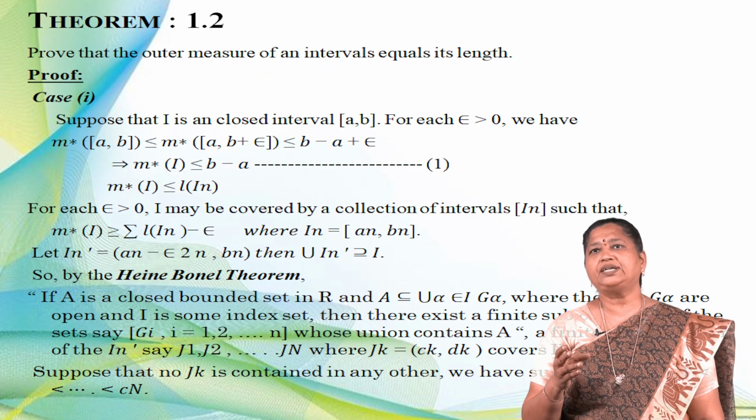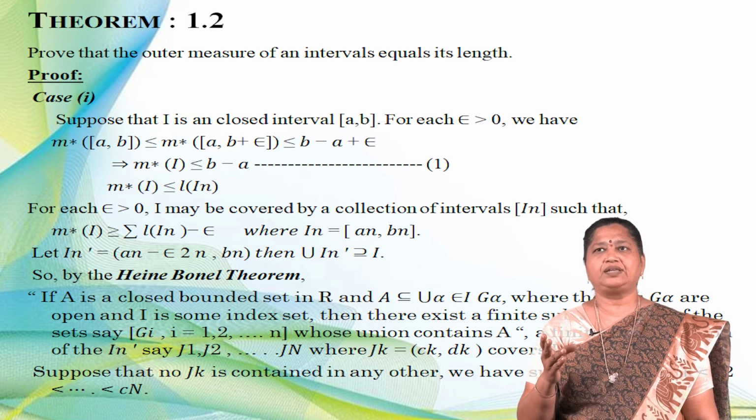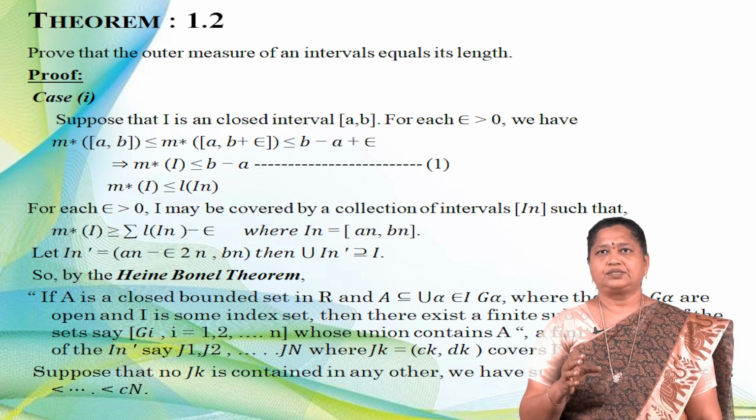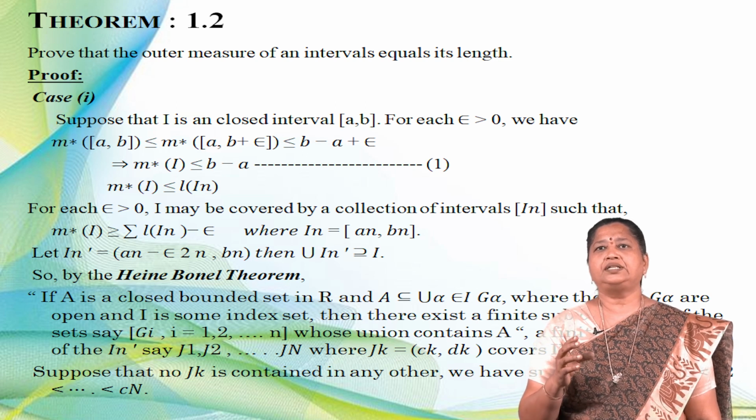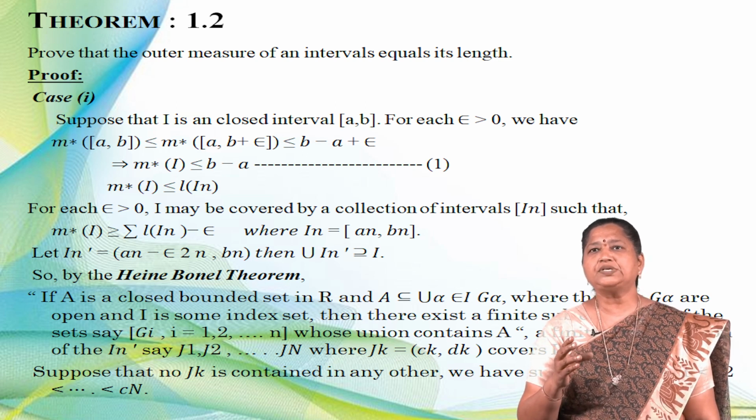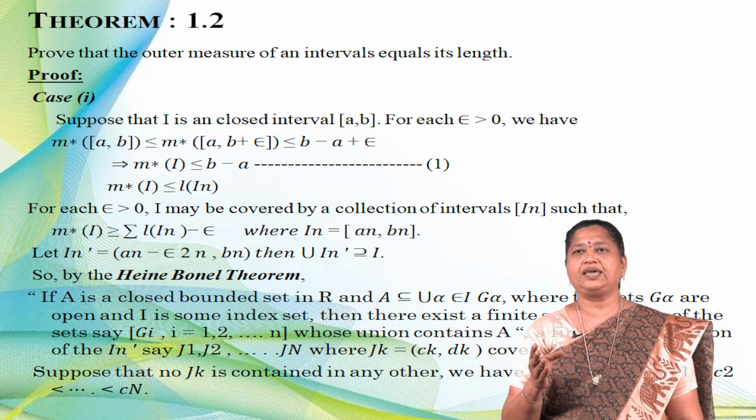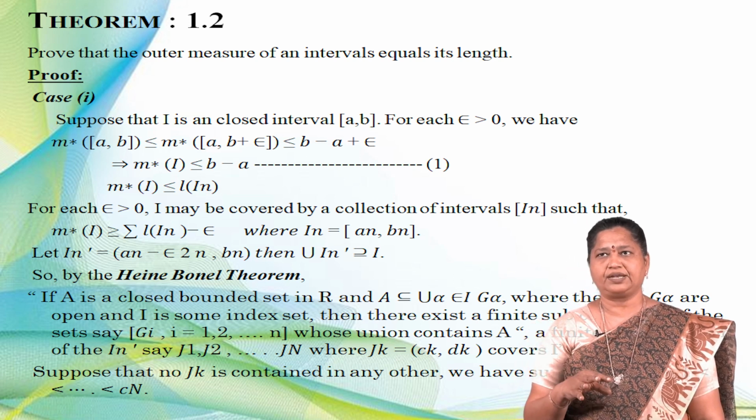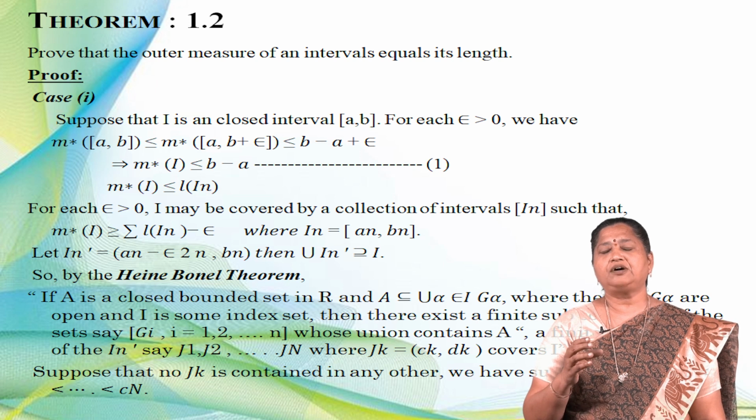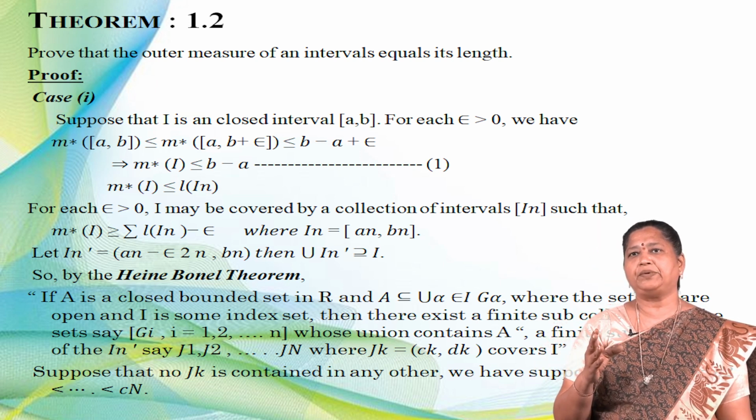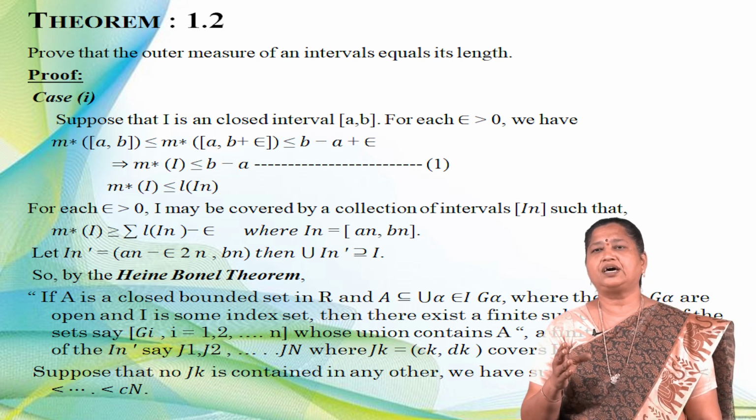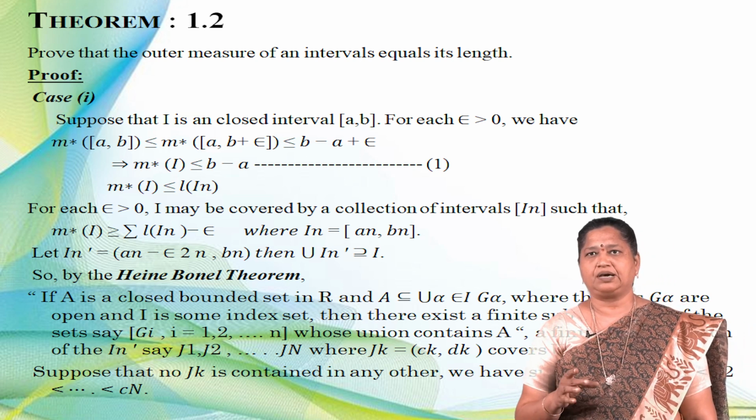Theorem number 1: prove that the outer measure of an interval equals its length. There are two cases here. The first one: suppose that I is a closed interval a comma b. For each epsilon greater than 0, we have m star of the closed interval a comma b is less than or equal to m star of the open interval a minus epsilon comma b plus epsilon, which is less than or equal to b minus a plus epsilon.